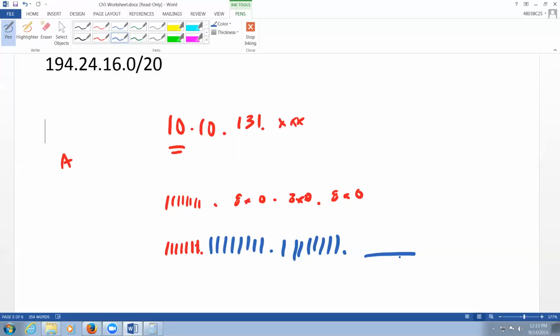Because it's a 10, we automatically know it's a Class A network, and we could write this network as 10.10.131.0/24. That's going to be defining our network. So even though it's an A, we start off with 255, 255, 255. That's how many ones? 24, because each 255 is 8. If you had three 255s, 8 plus 8 plus 8, /24.